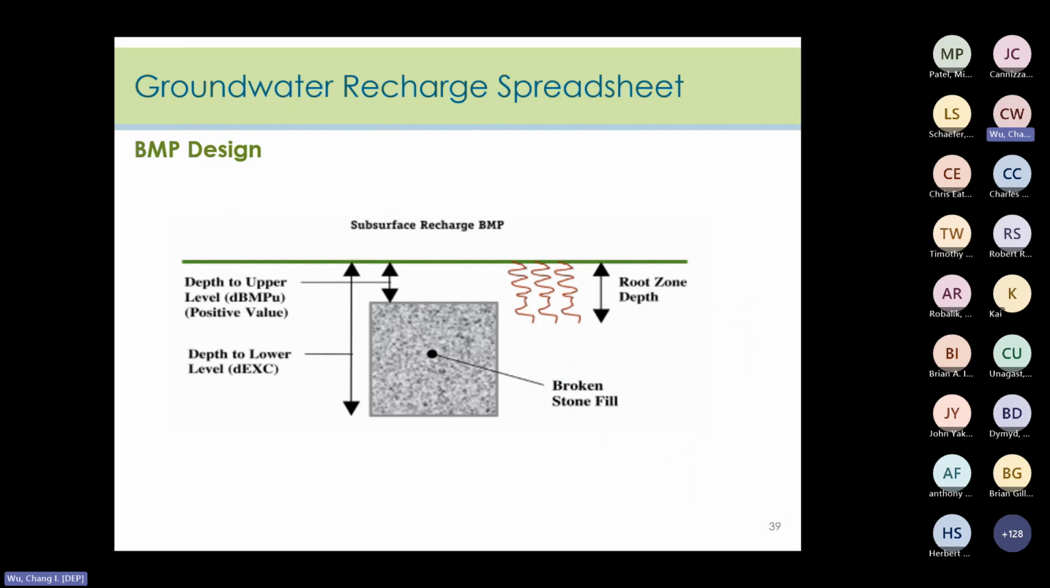And this one is another scenario, such as the pervious pavement or underground infiltration basin. So the DBMP will be the top of the gravel level, where the runoff is stored, to the top of the ground level, and the value is positive. If the maximum water level in the gravel storage bed is not up to the top, then the DBMP will be the maximum water level to the ground level, and the DEXC will be the bottom of the gravel storage bed to the ground level.